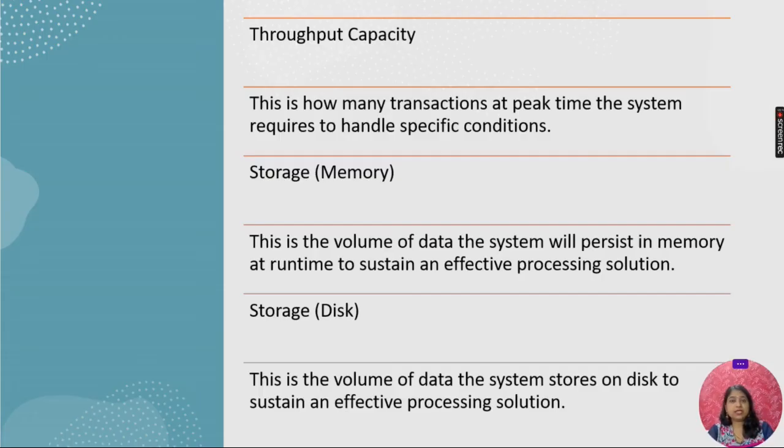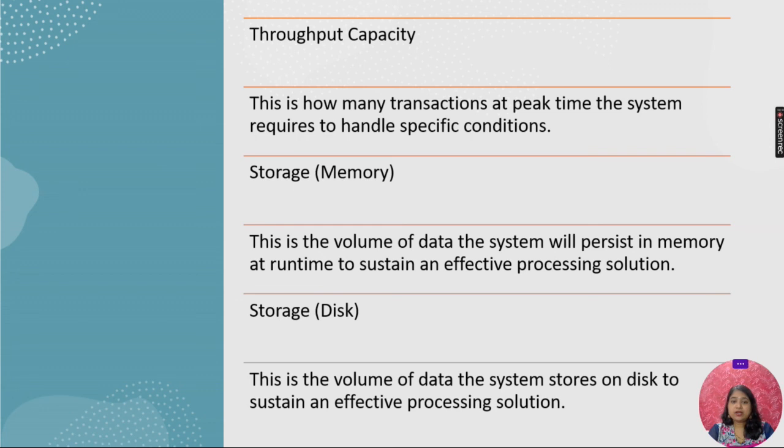Throughput capacity is how many transactions the system requires to handle at peak time under a specific condition, or how many transactions can be completed. That is the throughput capacity of the system.